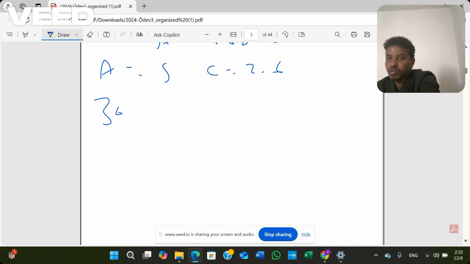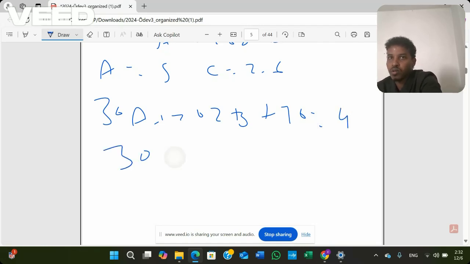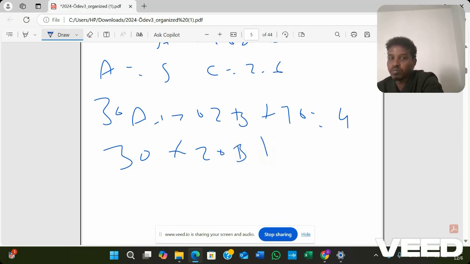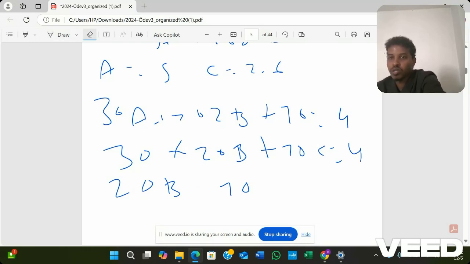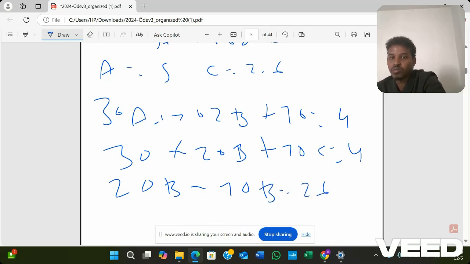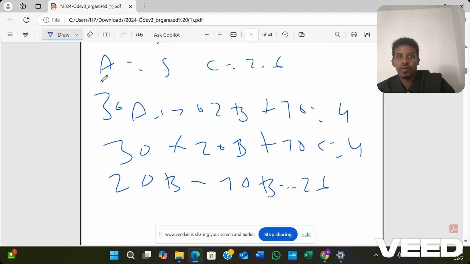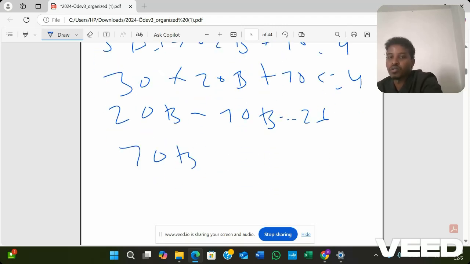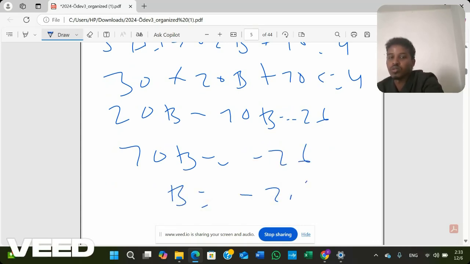Then 30A plus 20B plus 10C is equal to 4. Subtracting, minus 10B is equal to 2.6 minus, so 10B is equal to minus 2.6, B is equal to minus 2.6.